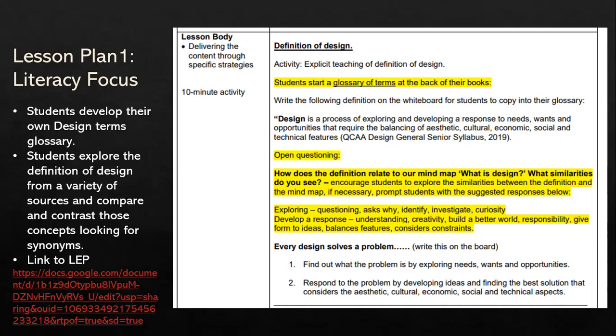Identify and describe the four elements of the double diamond design process. Explain what convergent and divergent thinking processes are. Learning activities include exploring the definition of design from a variety of sources, a short video, their own prior knowledge, and the design syllabus, and comparing and contrasting those concepts.